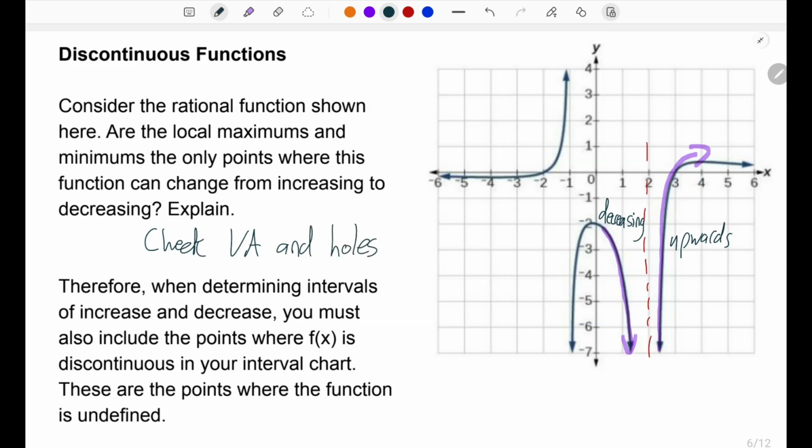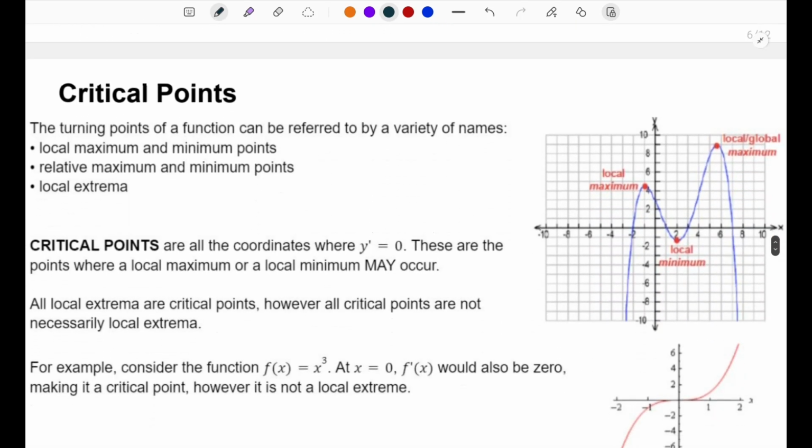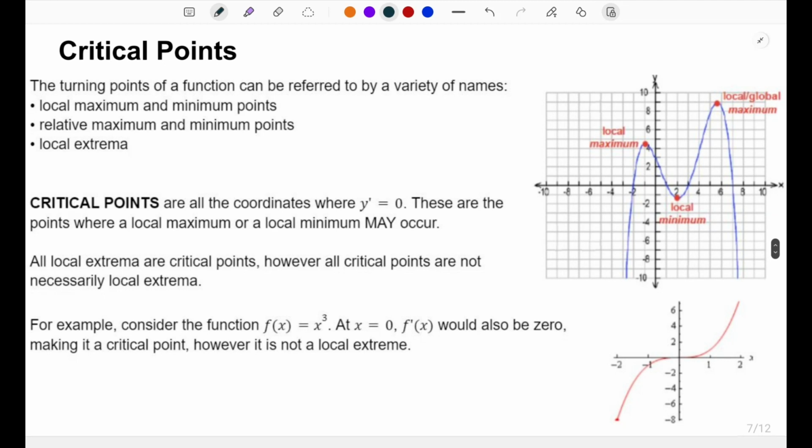Because we could transition from positive to negative in our derivative at those points. Okay, so these points that I was calling the transition points, where it's changing from decreasing to increasing, we do have a special name for that. We call them critical points. And we actually have a whole bunch of names.